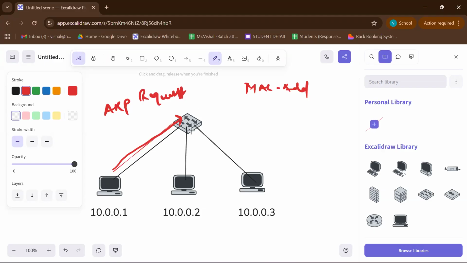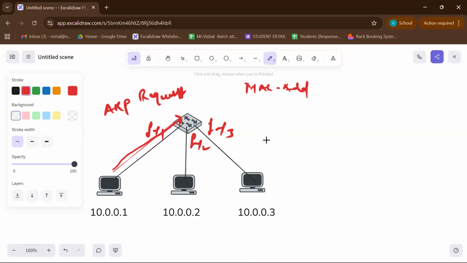Now, what does this switch do? It broadcasts. Why is it doing this broadcasting? Because it does not know where this particular 10.0.0.3 is. Let's consider we have certain interfaces F0/1, F0/2, and F0/3. Now, how do switches maintain the MAC address table? It maintains the port number, the device connected to it, and the MAC address of that particular device. Then how is it learning it? Automatically, dynamically.